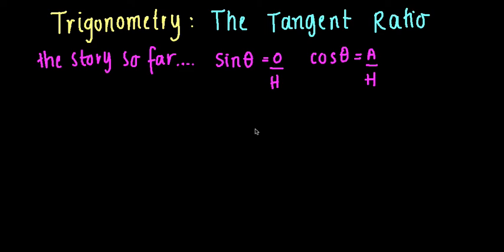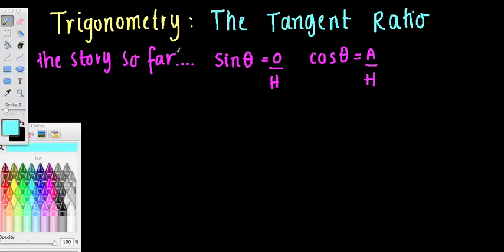Now, the story so far is that sine theta is equal to the opposite side over the hypotenuse. Cos theta is equal to the adjacent over the hypotenuse. We have a ratio that links the opposite side with the hypotenuse, and one that links the adjacent side with the hypotenuse. You might like to have a look and see what other possible combination of two sides we are missing. What do we need to finalise this?